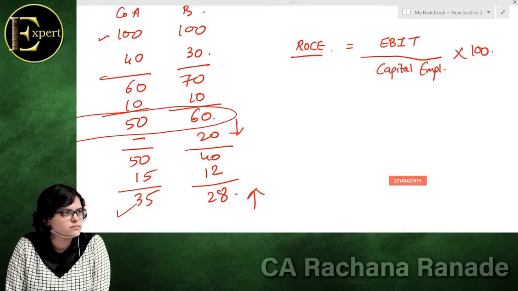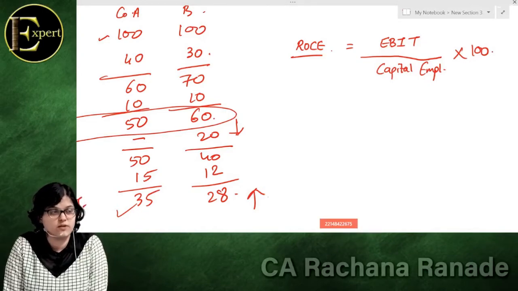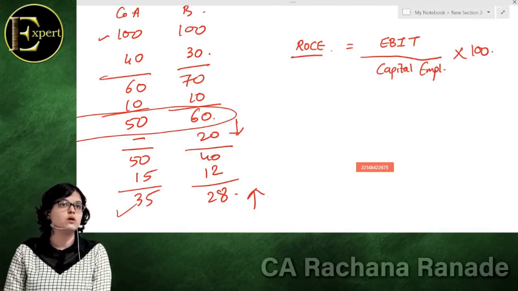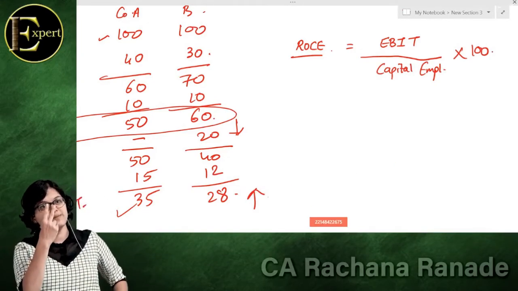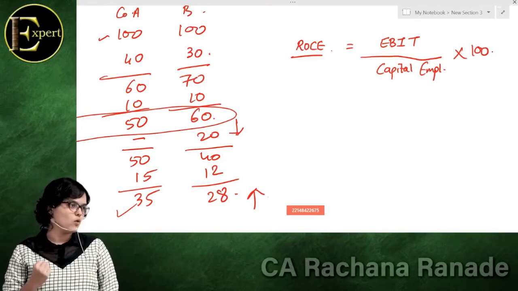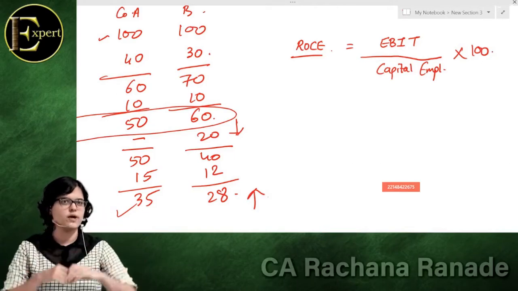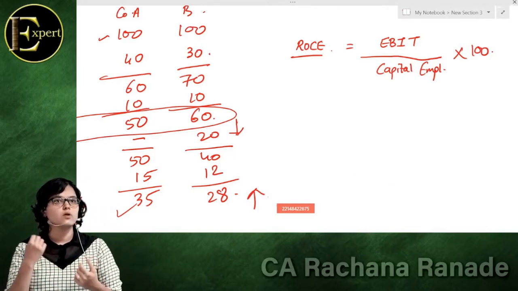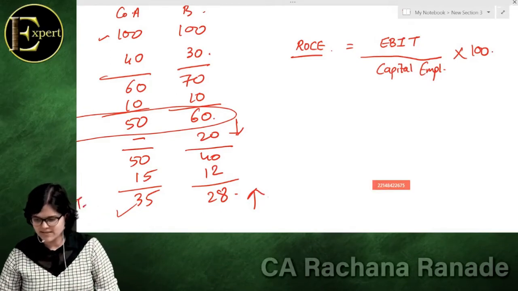What is capital? Tell me. What was our capital? To run the business. Whatever main funds we have raised to run the business. And if you remember, I can run the business with 2 types of funds. Own funds, loan funds. So my total capital employed could be a combination of loan funds and own funds, meaning equity and debt. So in simple words, how will I calculate capital employed?